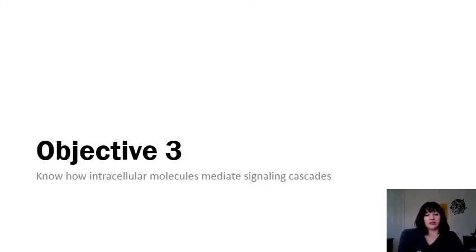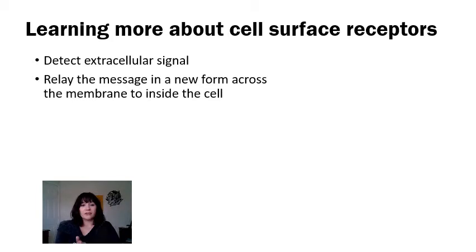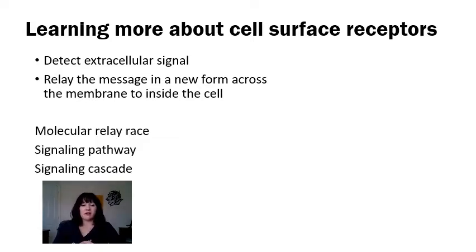Let's talk about signaling cascades. What happens once a signal binds to a receptor? Now again, we said that cell surface receptors are selective. They are binding to signals that are outside of the cell and relaying that information inside of the cell to have a targeted effect. Some ways that people talk about this process of relaying a message is as a molecular relay race, like you're passing the baton from one person to the next in a relay race.